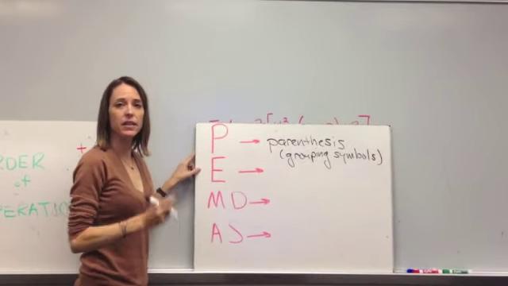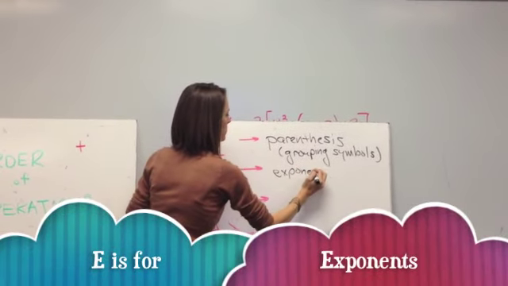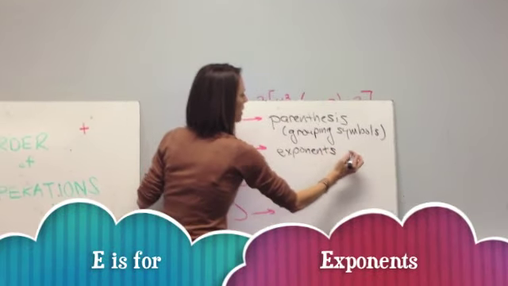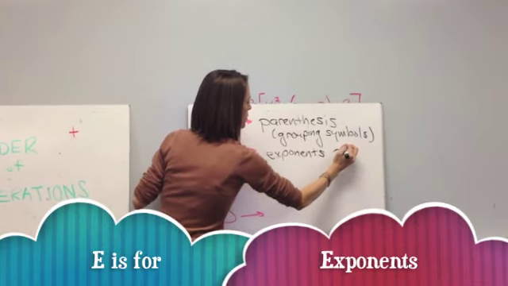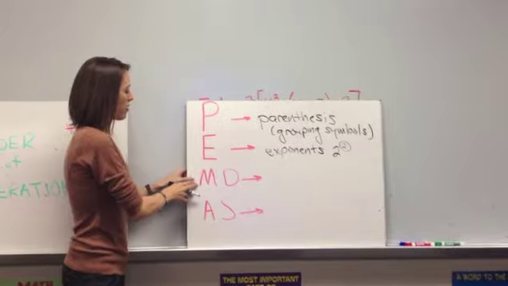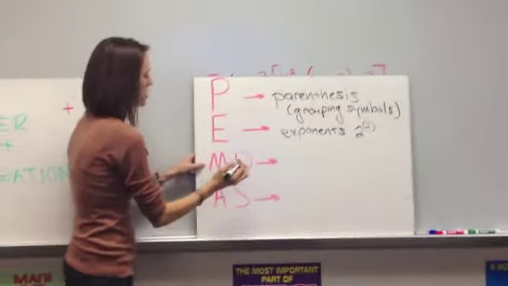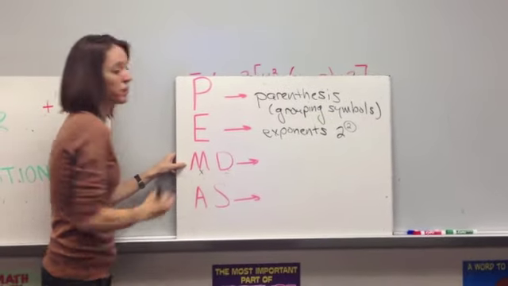Okay, the E is going to stand for exponents, which would be like 2 squared. This is the exponent right here. And the third one is M and D. So the M stands for multiplication and the D stands for division.